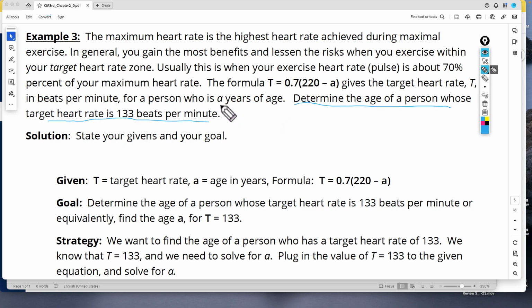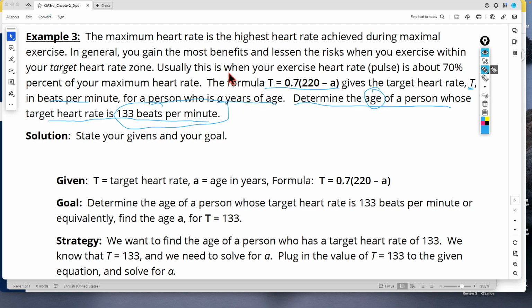And then I come up here and I see a formula. I see a T and an A, and I know I'm looking for an age. Hey, age, A, years of age. So A is standing for their age, how many years they are. And T, I see that, is beats per minute. I'm going to be given the beats per minute, but I want to find their age, and here's a formula.